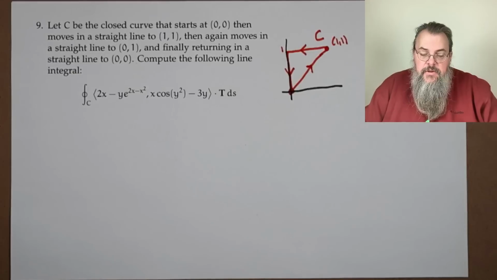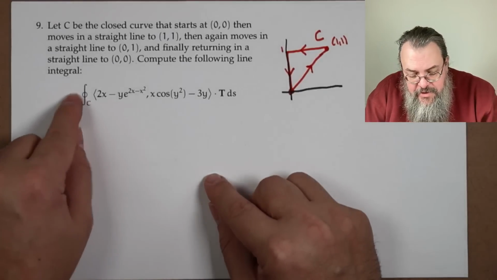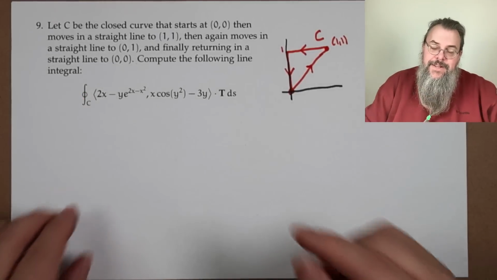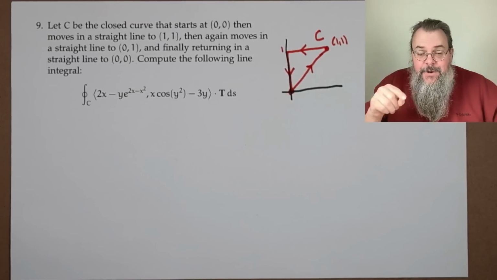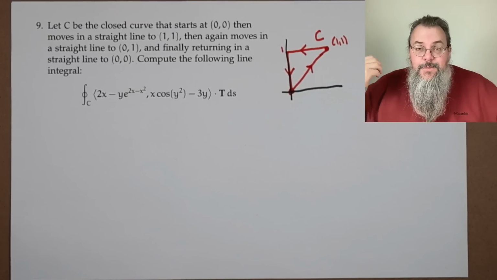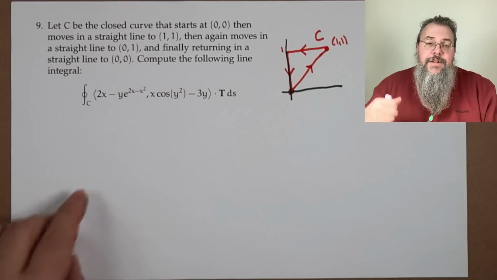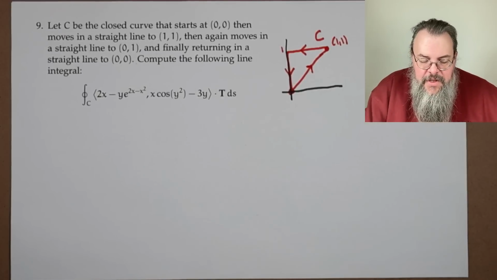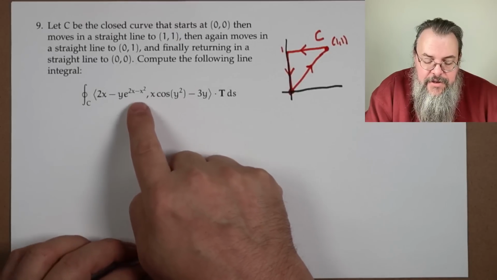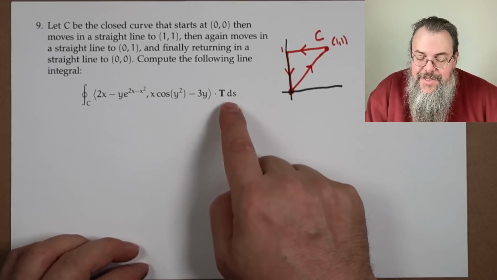And now the question, compute the following line integral. The integral along that curve C, and this little circle that you see here, this little halo, doesn't mean it's like been an integral that's been sainted. It just means this is an integral on a closed curve. And boy, they're really emphasizing that, right? They keep saying closed curve, closed curve. They're trying to drive home closed curve. And so now what do we need to integrate? 2x minus y e to the 2x minus x squared, x cosine y squared minus 3y dot t ds.